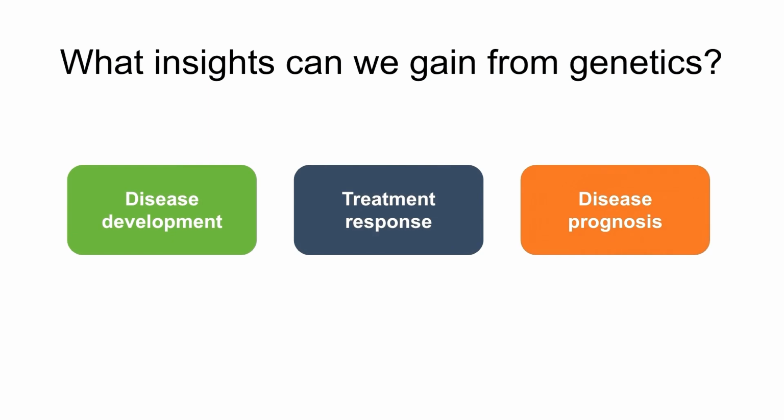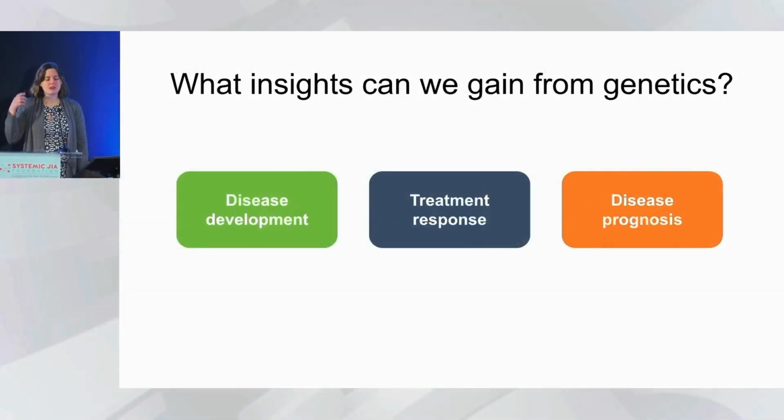And one thing that was said over and over during this meeting is, well, SJIA does not run in families. What can we learn from genetics? And we actually can learn a few things from genetics in general. So we can start by using genetics to see who is going to be at risk for developing a disease. We can use genetics to see if we can predict who is going to respond to treatment. And we can also use genetics to identify people who might be at risk of having more severe complications or a different disease course.